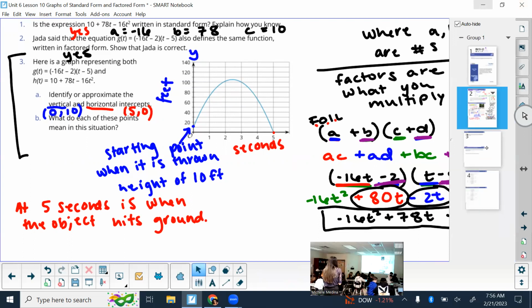All right, so let's see. If you're still writing, write faster. X-intercept is when it hits the ground. Y-intercept is where it was thrown from. You can draw a little person if you want, that helps.